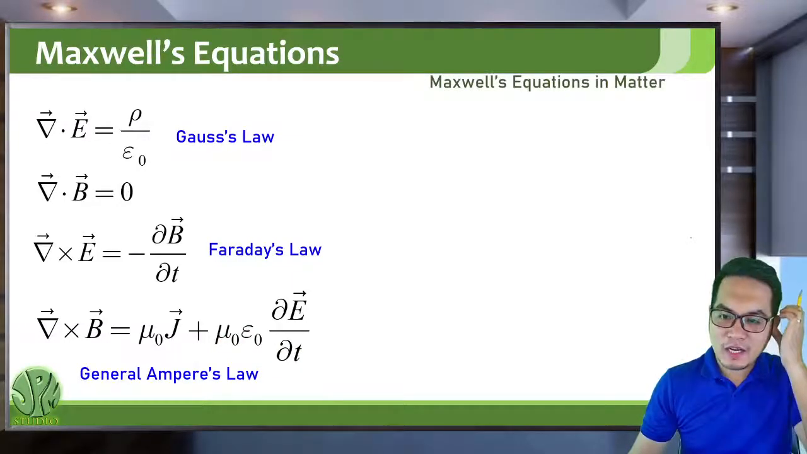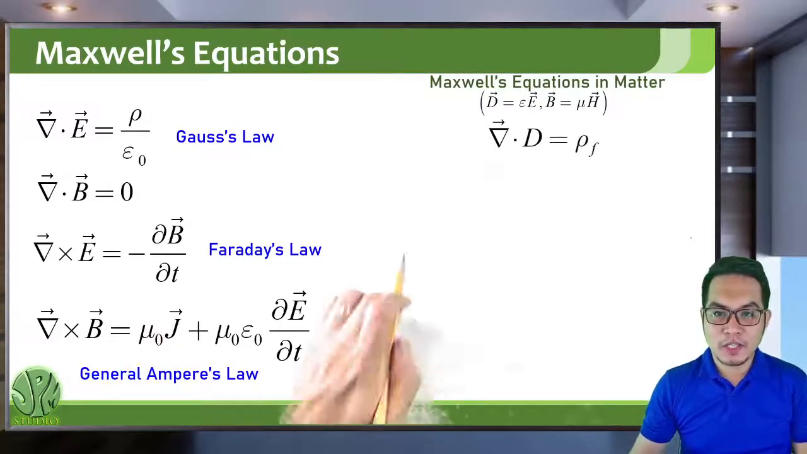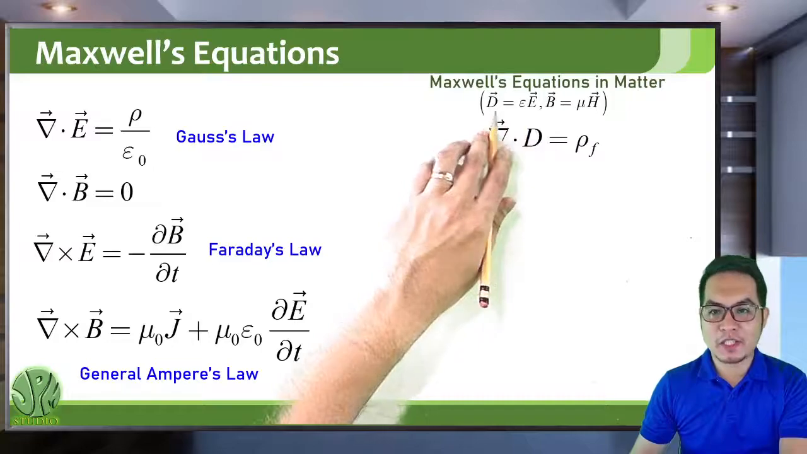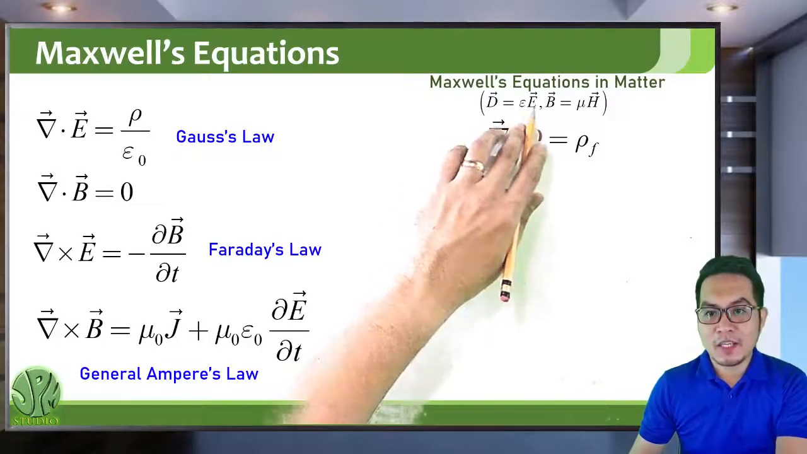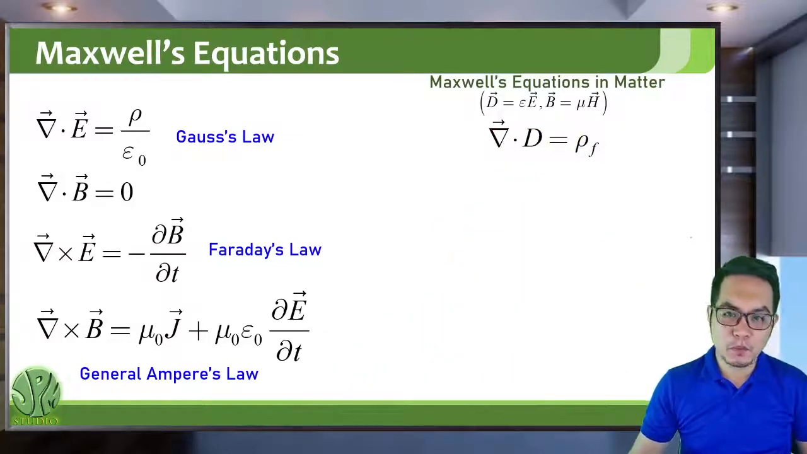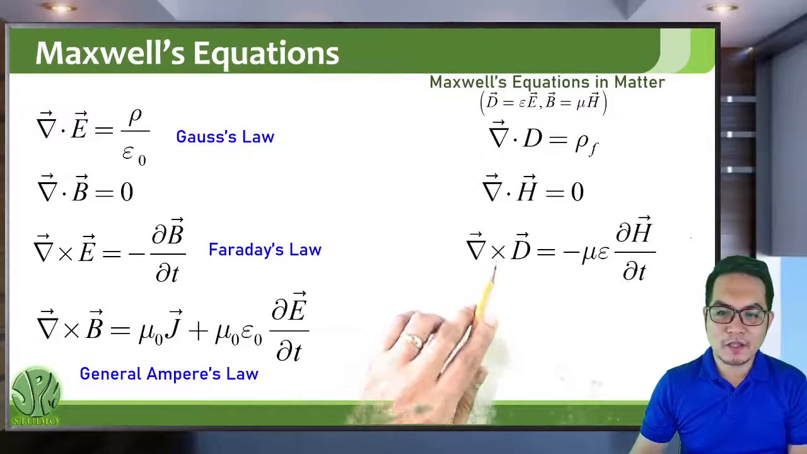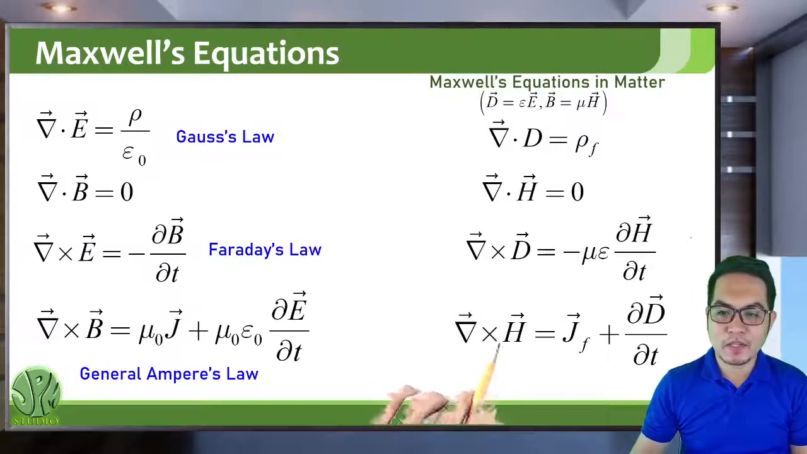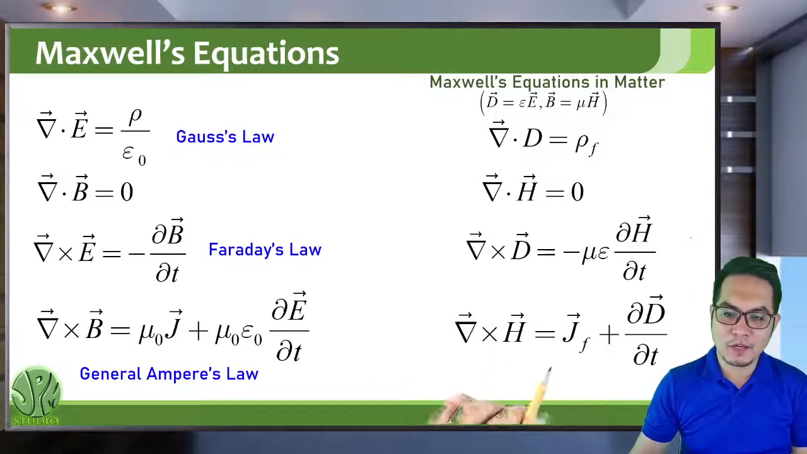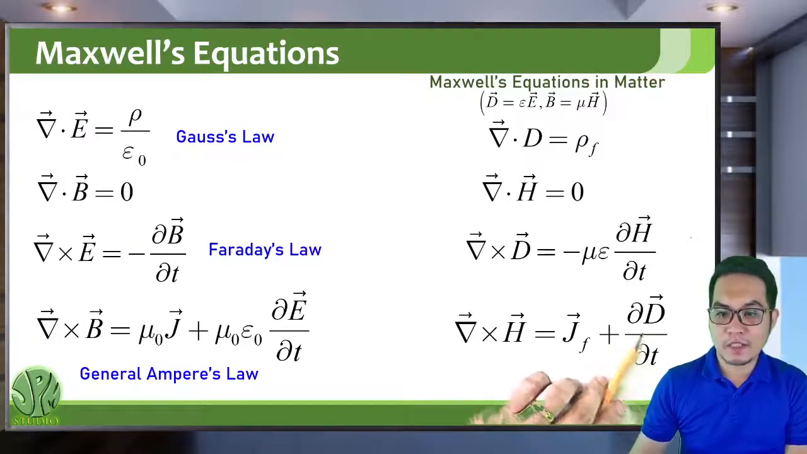If you have matter or dielectrics, then you need to shift to electric displacement D and the auxiliary field H, where the electric field and electric displacement are related by the general permittivity, and the magnetic field and the auxiliary field are related by the general permeability mu. So this is now Gauss's law. This is Gauss's law for magnetism. This is Faraday's law in dielectrics, and this is Ampere's law in dielectrics. So you have a free current density, and basically this is the displacement current density.